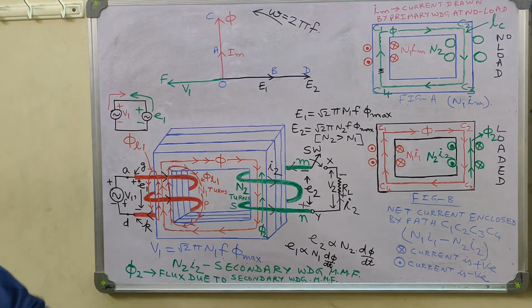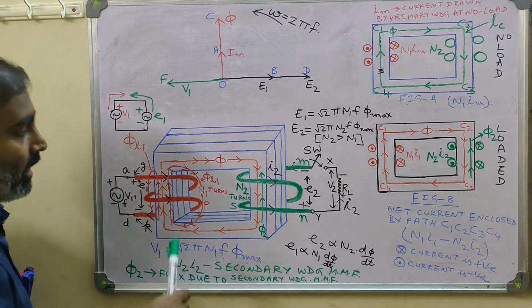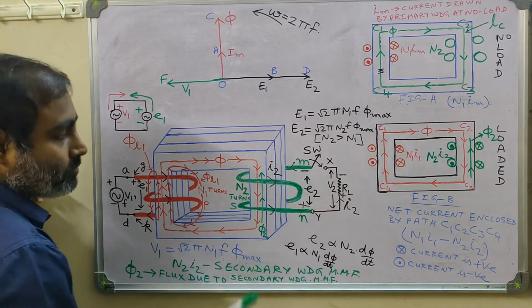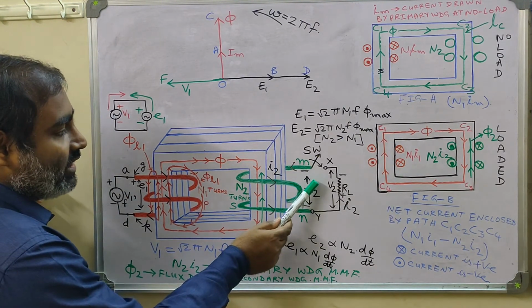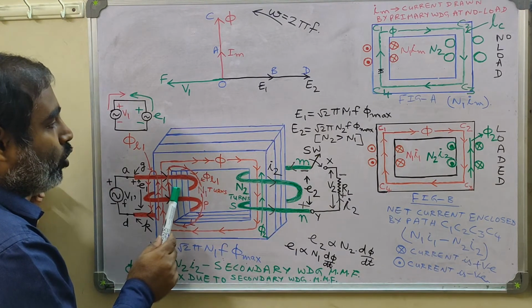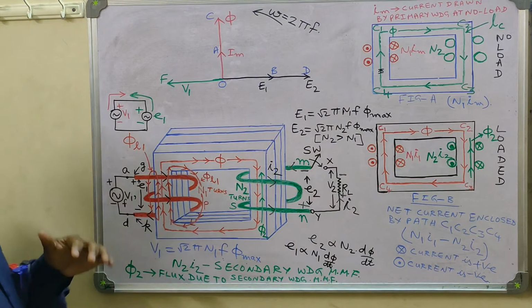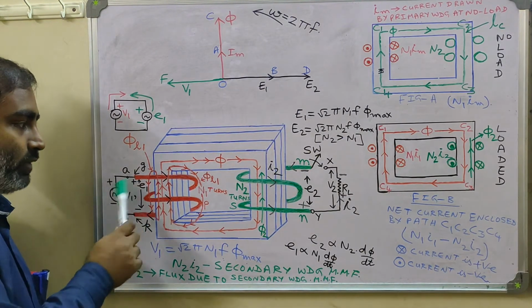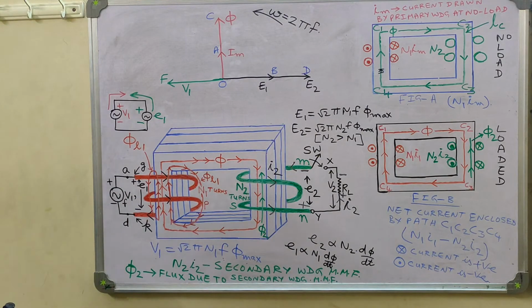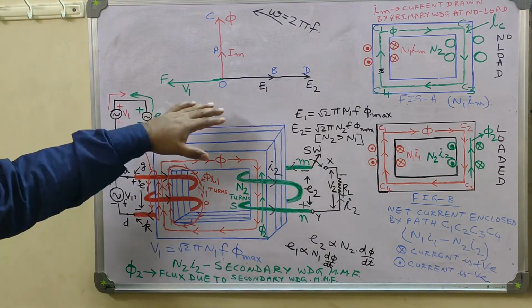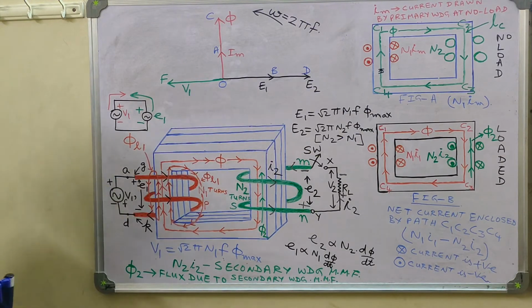Step up transformer means voltage is being stepped up on the secondary side. So the secondary side is the high voltage side and the primary side is the low voltage side. Because voltage is being stepped up, the primary winding is the low voltage winding and the secondary winding is the high voltage winding, because E2 is larger than E1. This is one conclusion we can make from this diagram.